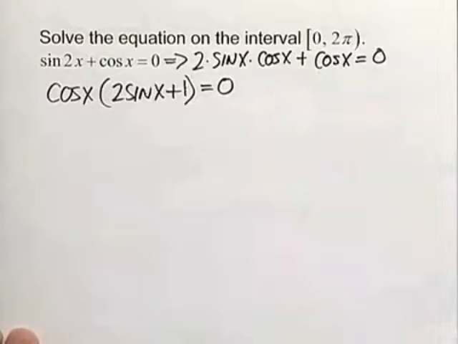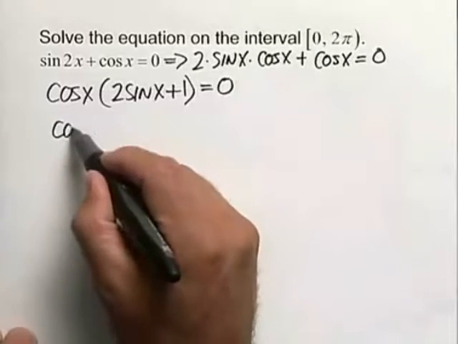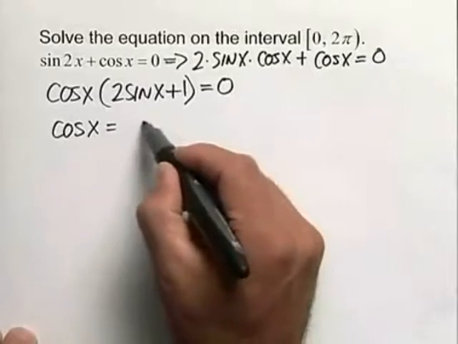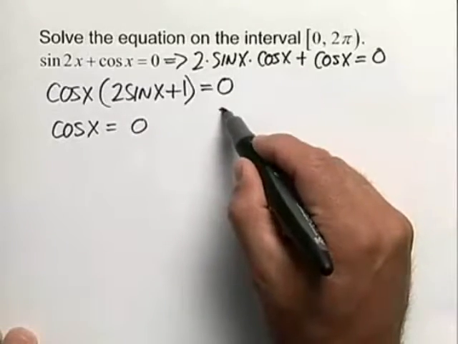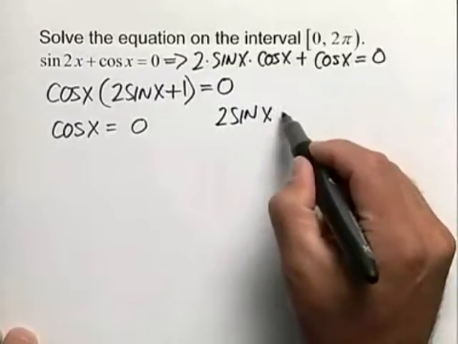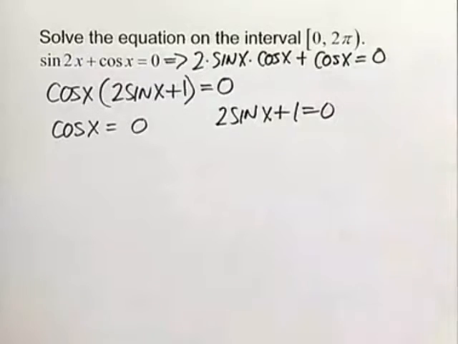So we can now break this into two further trig equations where we have the cosine of x equaling 0, and we also have 2 sine of x plus 1 equaling 0. All right, let's look at the first equation. The cosine of x is equal to 0.